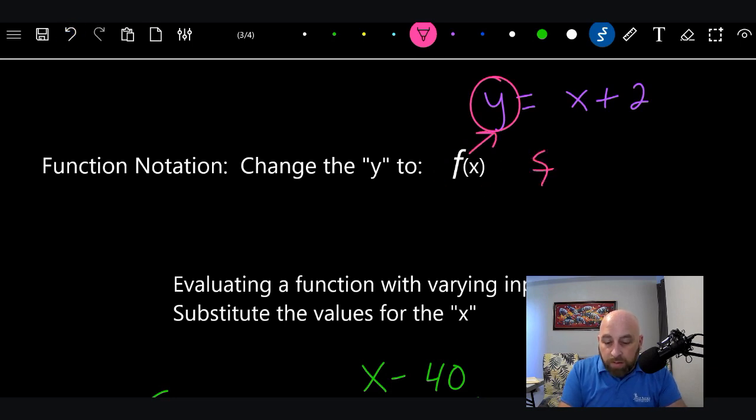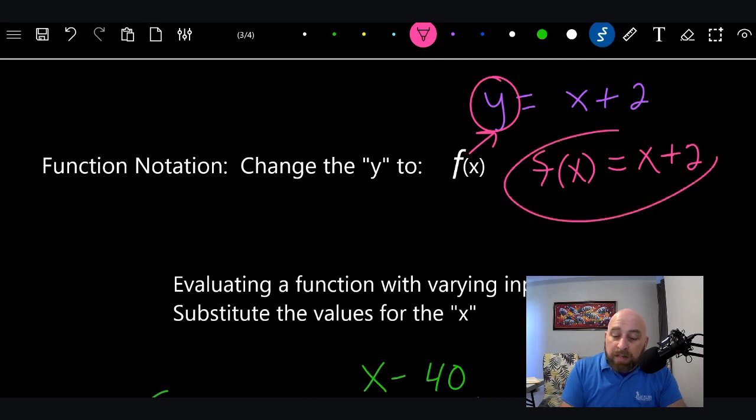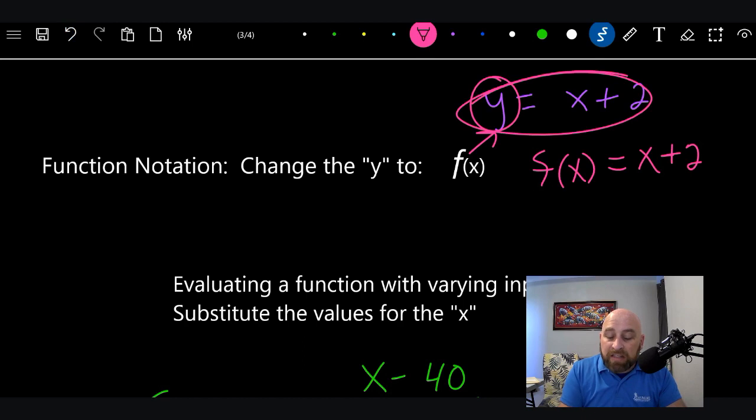So we write it with kind of a weird looking f. It's like an italics f, so it doesn't look like a variable. f of x equals x plus 2. When everybody sees this, now they know it's a function. When they see this, they might not know it's a function. They might just think it's a regular equation. But when you put that f of x, you're telling everybody looking at it, hey, this is a function.